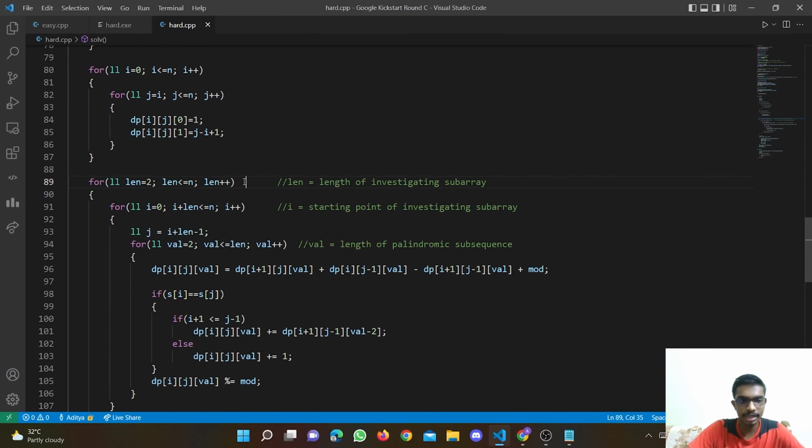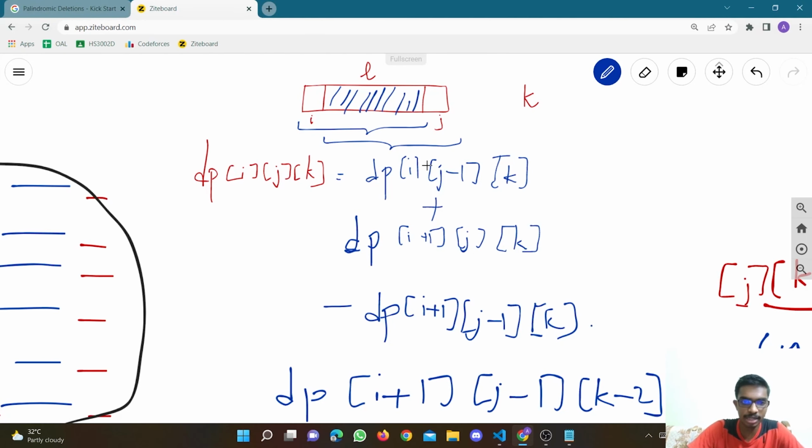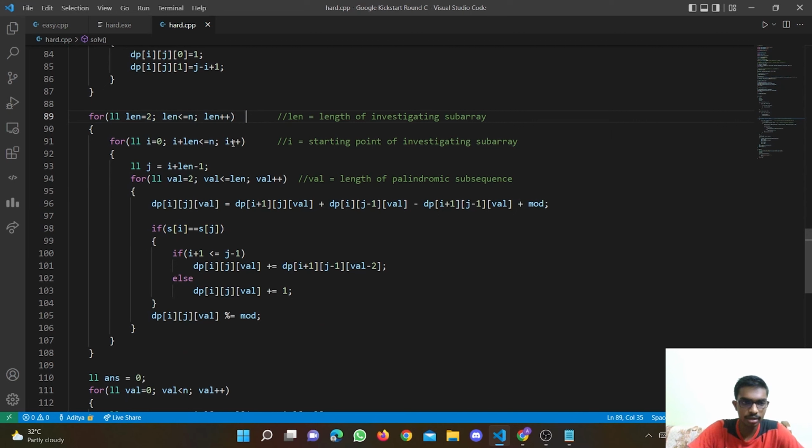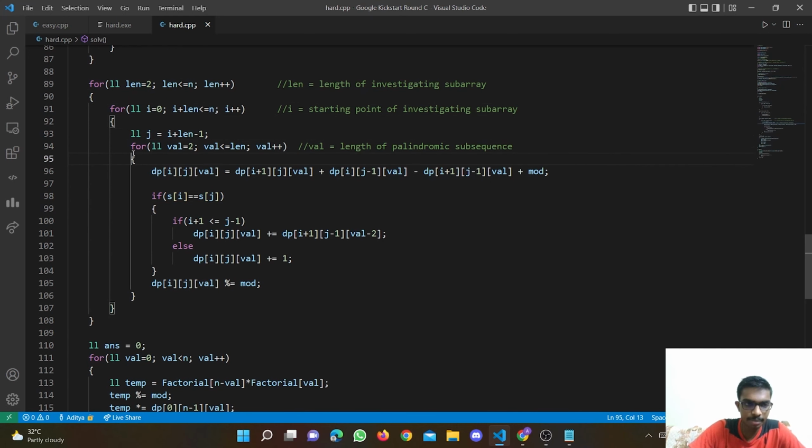I have to go in increasing lengths because the assumption that we made was given a substring of length L, I have found the answer for all substrings having length less than L. So I have to iterate from length 2 to n, and I'm iterating through all possible starting points of my substring. Fixing starting point and length fixes the end point, and after fixing the end point, I am iterating through all possible subsequence lengths. So val equal to 2 to length.